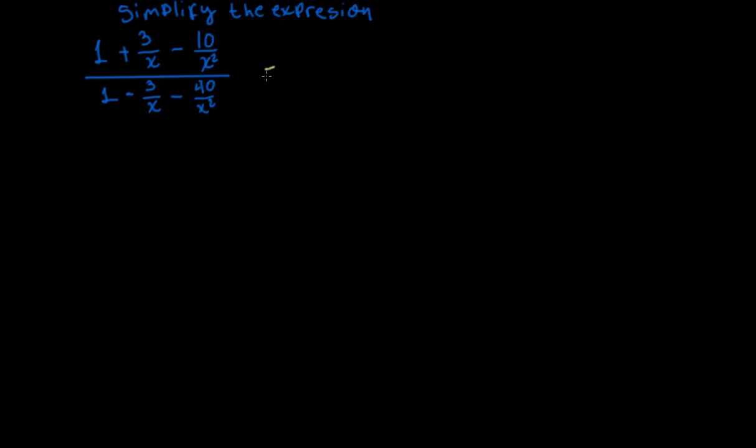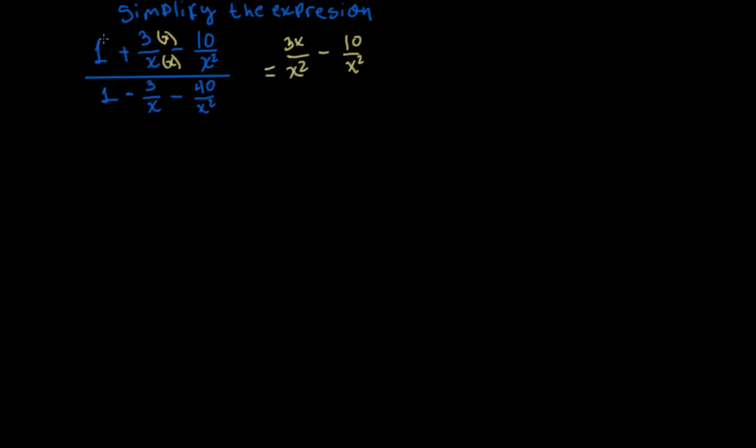To figure out how to do that, I'm going to start by multiplying this part by x. I'm going to get the same denominator for 3 divided by x and 10 divided by x squared, because when I multiply x times x, I'm going to get x squared, and over here I'm going to get 3x. Then I have minus 10 over x squared. So I notice that these two have the same denominator, which is x squared.